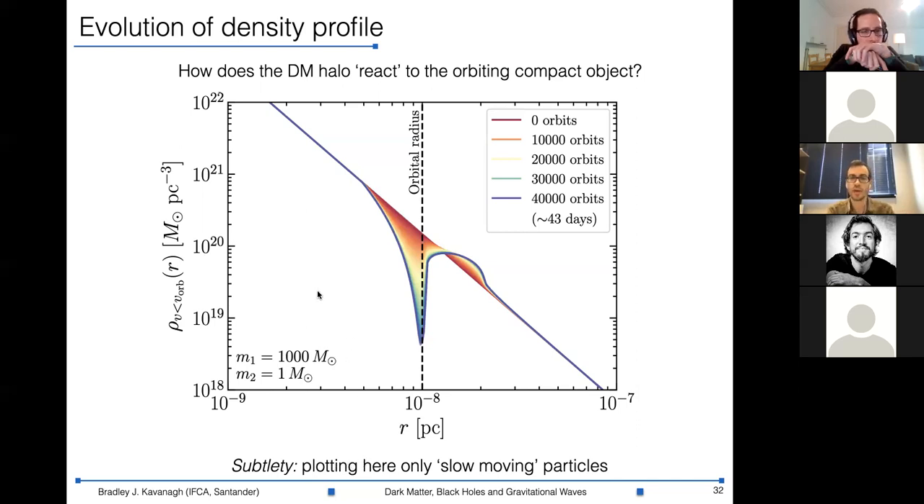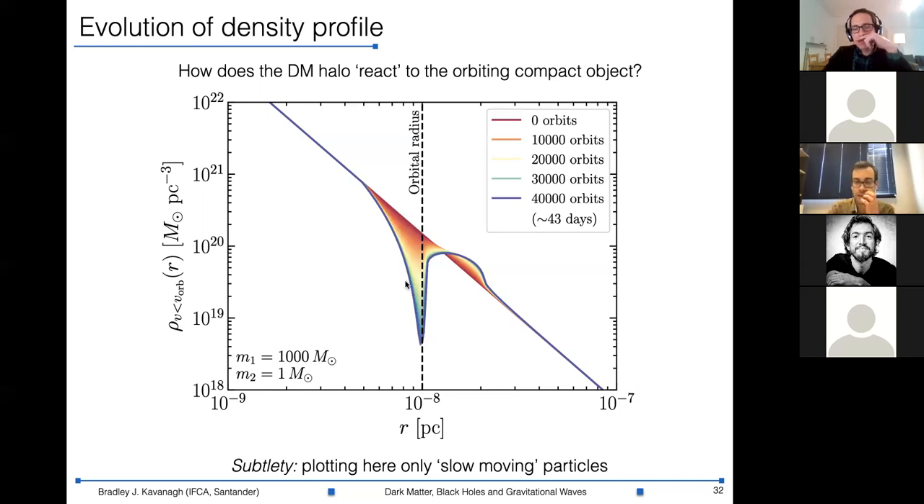Okay, there's a kind of subtlety here that I'm plotting only the slow-moving particles. By slow-moving, I mean particles which are moving more slowly than the local orbital speed. Okay, these are particles which are moving more slowly than the compact object would be at that radius. And it turns out these are the particles which participate in dynamical friction, or they're the ones which are most relevant for calculating this dynamical friction force.